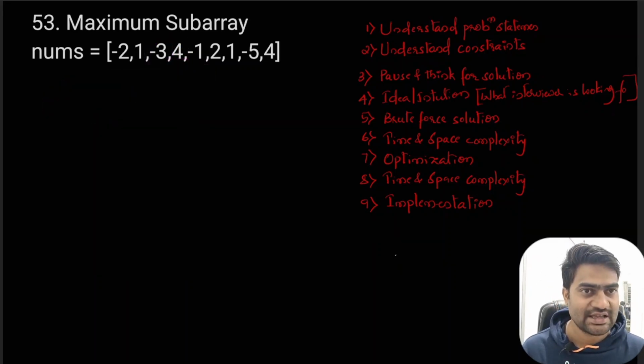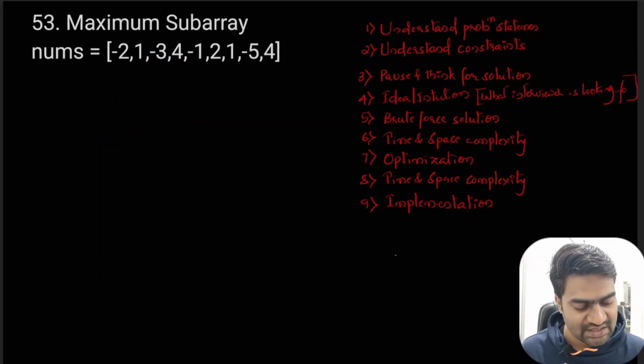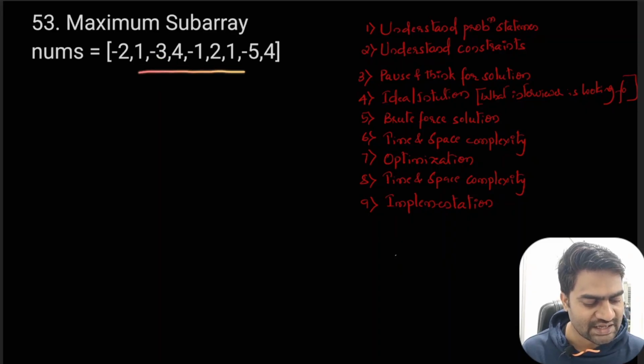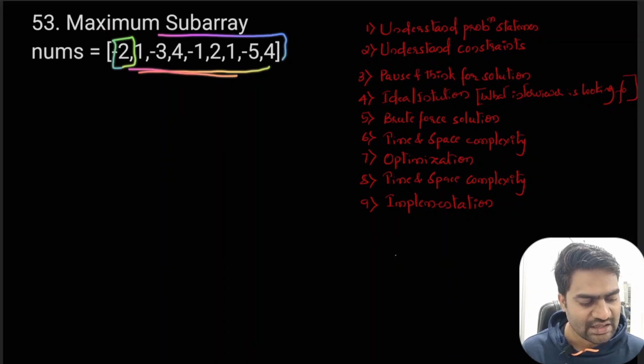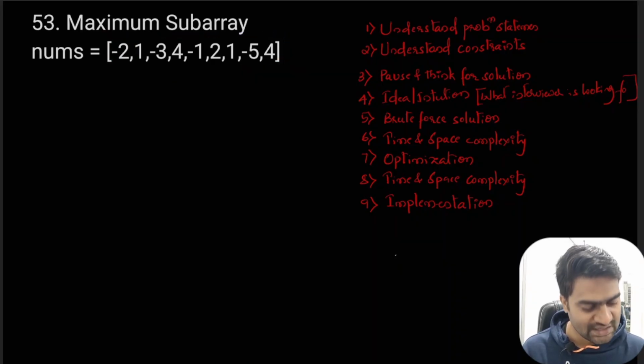So basically the numbers should be contiguous and there should not be any number missing in between. It can be any part of the array. It can be a single number also, and it can be the entire array also. Okay, so that is called a subarray.